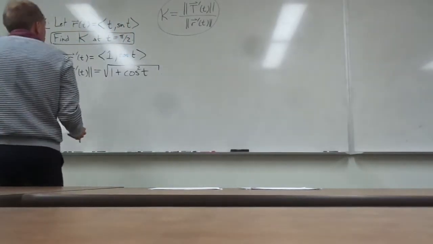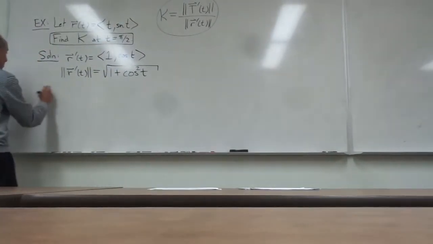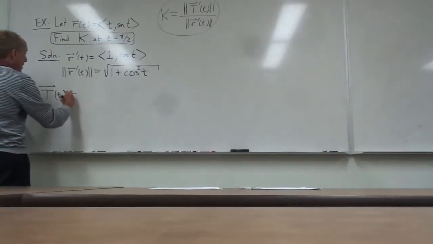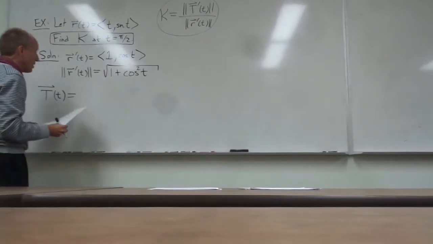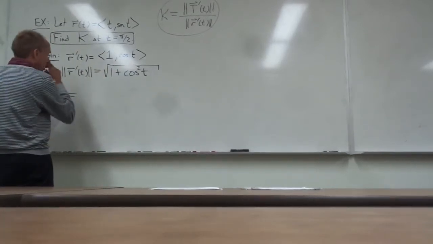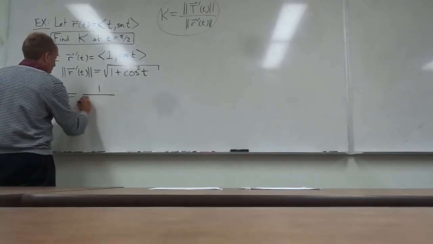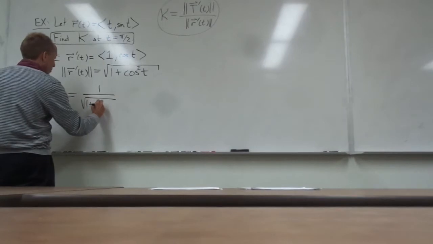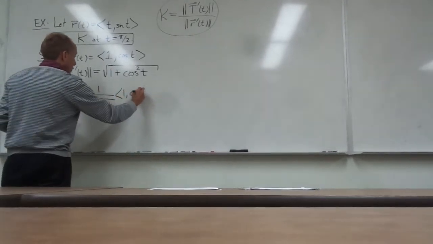Okay? Now let's talk about the numerator. I'm going to have to start by finding the tangent vector. Remember that the tangent vector is just the ratio of these two things. It's just this ratio right here. So it's literally going to be, I'll write it this way, 1 over the square root of 1 plus cosine squared of t times the vector 1, comma, cosine of t.